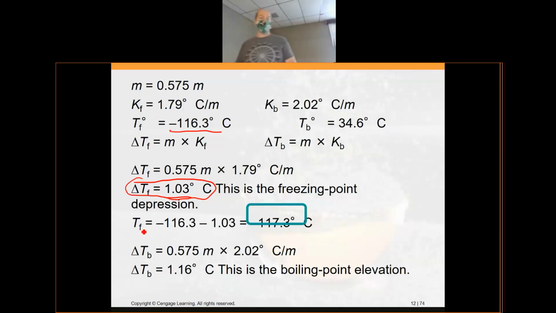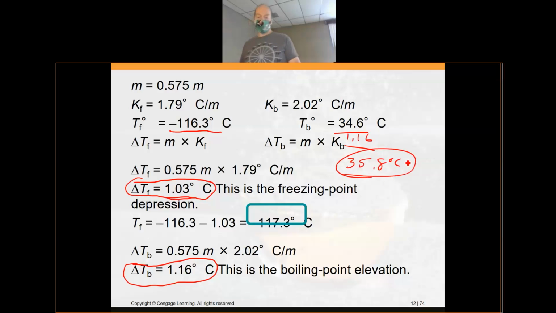All right, so when you find your delta T sub B and you say, oh, it's going to boil at 1.16 degrees Celsius, not even close. Delta T sub B means that's how much it's going to go up. The original boiling point was 34.6. Now you add boiling point elevation, it's going to go up by 1.16, 1 decimal, 2 decimals, and so you got a 35.8 degrees Celsius boiling point.